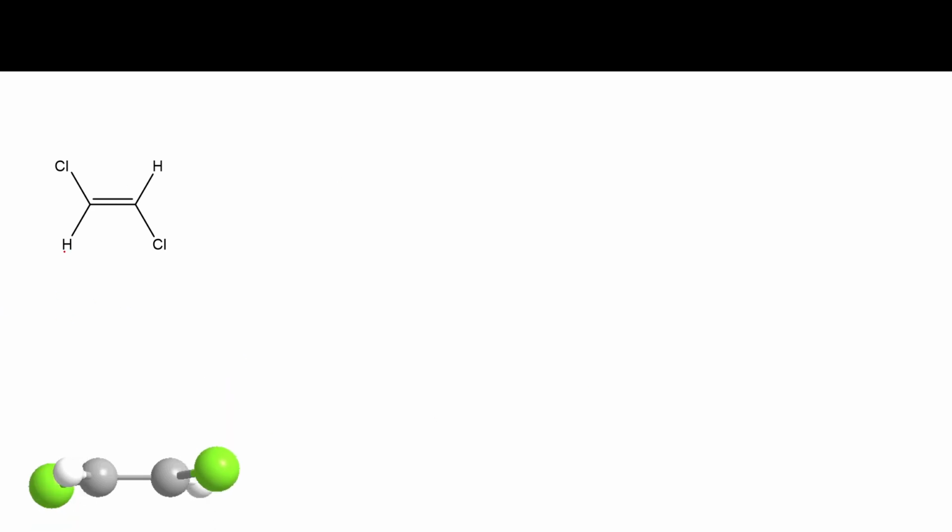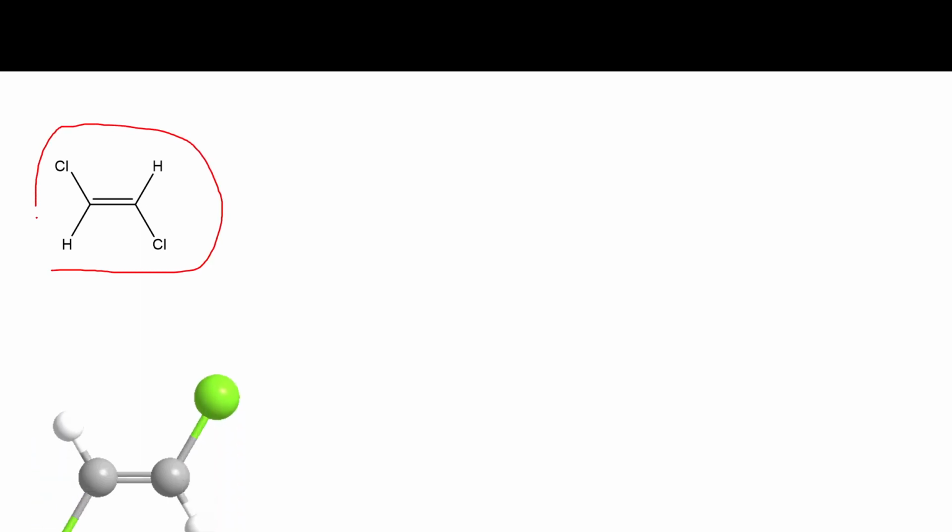Now the next example. What is the name of this molecule? Someone can tell. 1,2-dichloroethene. So for this molecule, what rotation is possible that will give the same molecule?